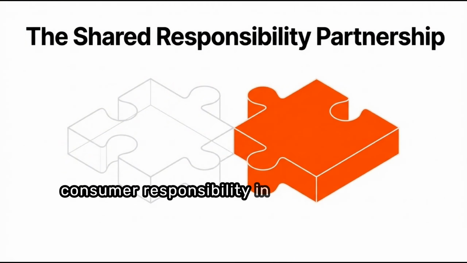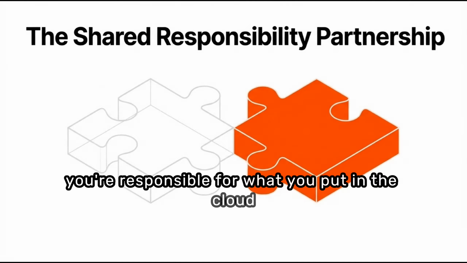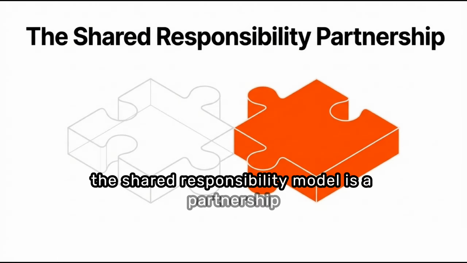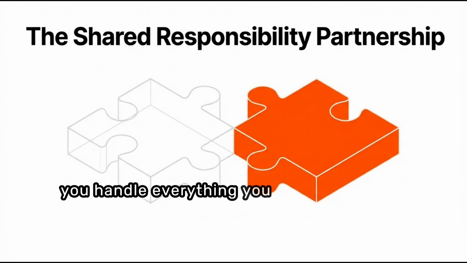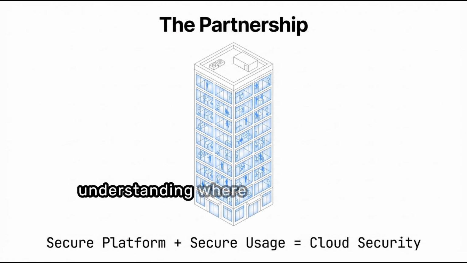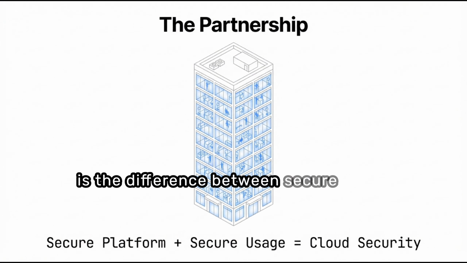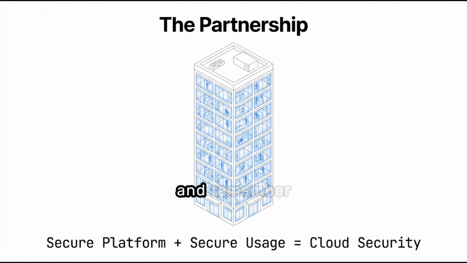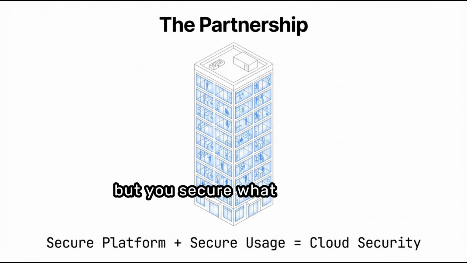Consumer responsibility in cloud computing comes down to this. You're responsible for what you put in the cloud, who has access to it, how you configure it, and how you use it. The shared responsibility model is a partnership. The provider handles the infrastructure. You handle everything you build on top of it. Understanding where that line is drawn and fulfilling your responsibilities is the difference between secure cloud adoption and becoming the next data breach headline. And remember, in the cloud, the provider secures the platform, but you secure what you build.